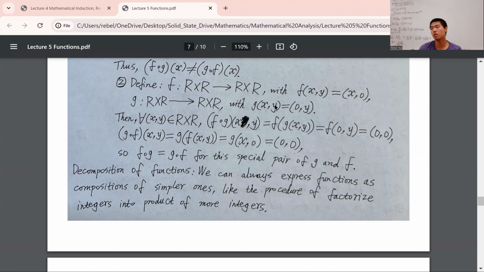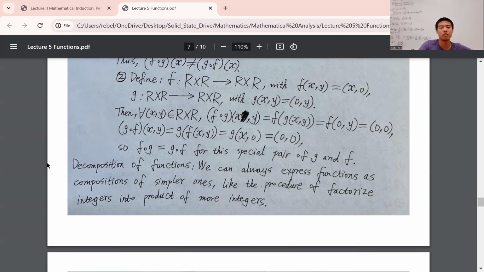They are called projections because they reduce the dimension. In this case, if we first do f and then do g, we reduce the dimension twice. We become zero dimension, which is 0, 0. And if we first do g and then do f, we reach the same result, 0, 0 again. So doing f first then g, and g first then f, is the same in this special pair of g and f chosen.